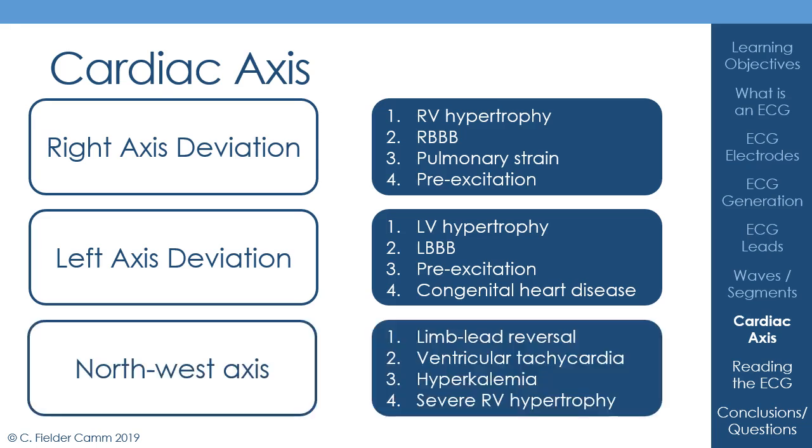There are many others. We mentioned before this idea of northwest or extreme axis, and this is something to be taken seriously, particularly because it can be a sign of a very significant set of cardiac rhythm disturbances, particularly ventricular tachycardia, or ECG changes in keeping with quite significant hyperkalemia. It can also be a feature of very severe right ventricular hypertrophy. You can imagine that that is just very bad right axis deviation becoming northwest axis.